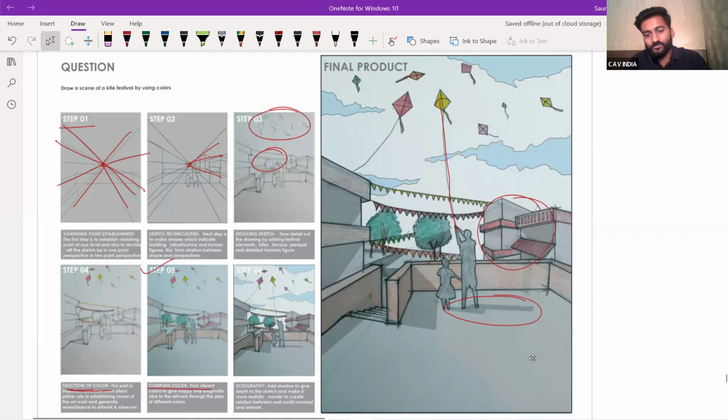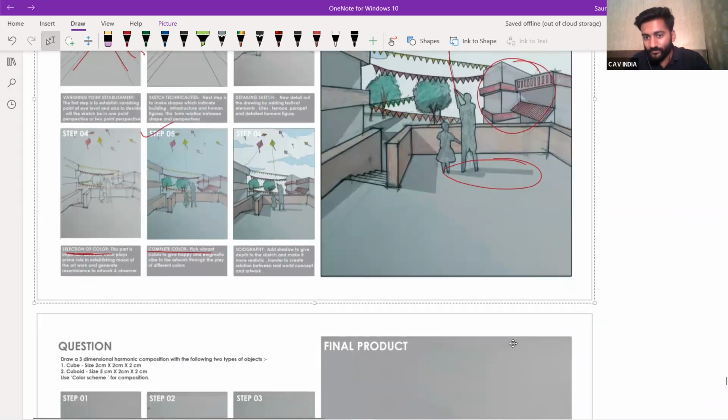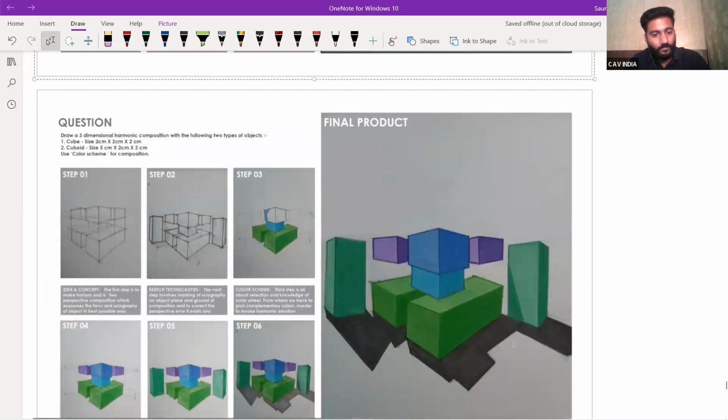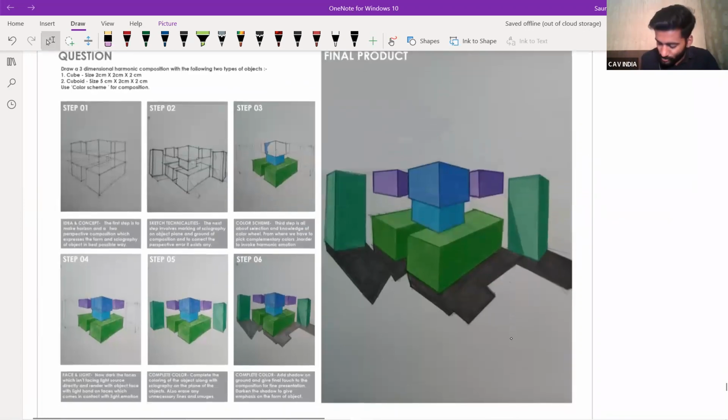The question which was in the option of it was to draw a three-dimensional harmonic composition with the following two types of objects. The descriptions were given: a cube of side 2 centimeter, and a cuboid of 5 by 2 by 2, and also use a color scheme for the composition.